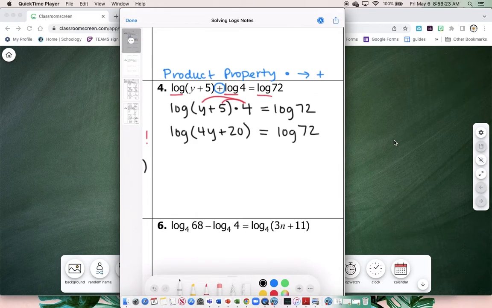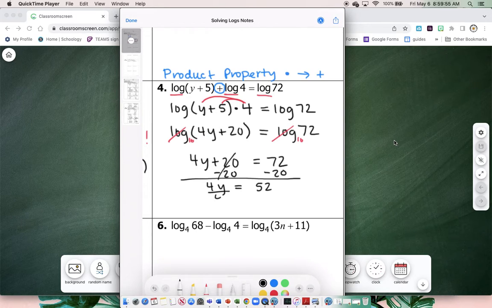Okay, now I just have one log on the left, one log on the right. This is what I mean by condensing. So now I check, are my bases the same? Yes, because we know that these are base 10. So drop the logs and bring down your 10s. 4y plus 20 is equal to 72. Solve for y. So minus 20, that gives me 4y is equal to 52. Divide both sides by 4. And that gives me y is equal to 13.